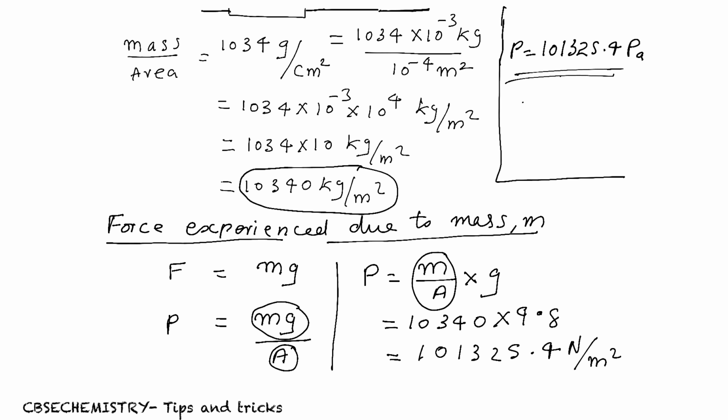In standard form, you can write like what? 1.01324 into 10 raised to 5 Pascal. This is a standard form. Okay, and you can write like this also, no problem.